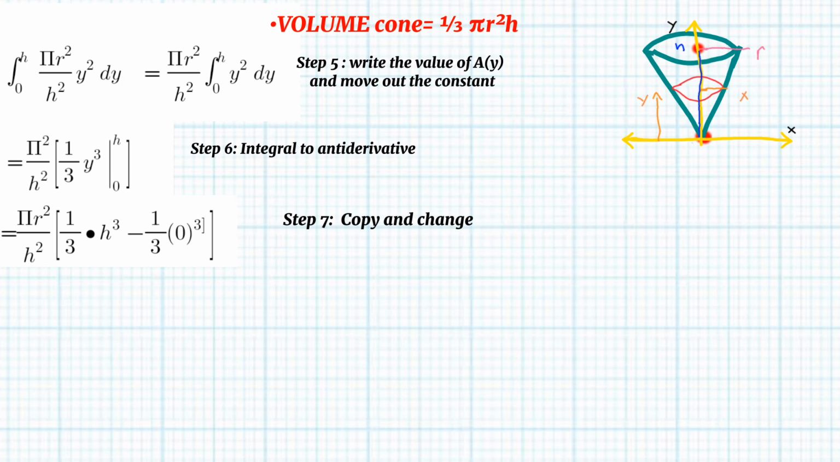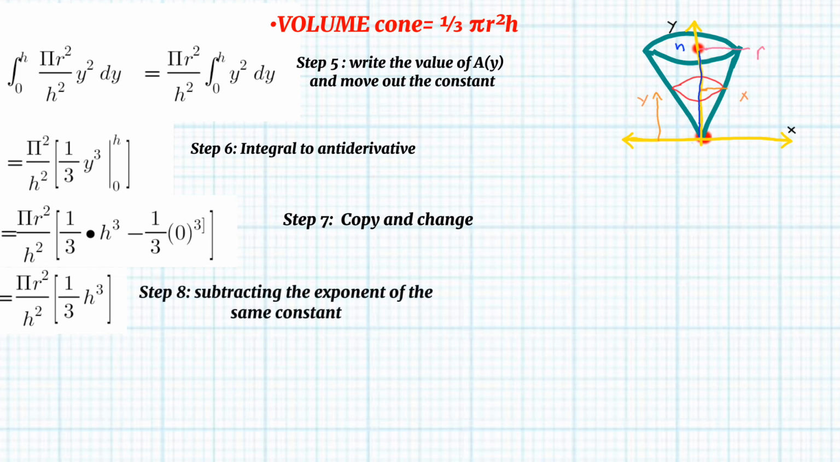So we are automatically cancelling it. So ang nahibilin na lang is pi r squared over h squared times 1/3 times h raised to the power of 3. So, from pi r squared over h squared times 1/3 times h raised to the power of 3, mahimo na lang siyang pi r squared times 1/3 times h na lang ang nahibilin.